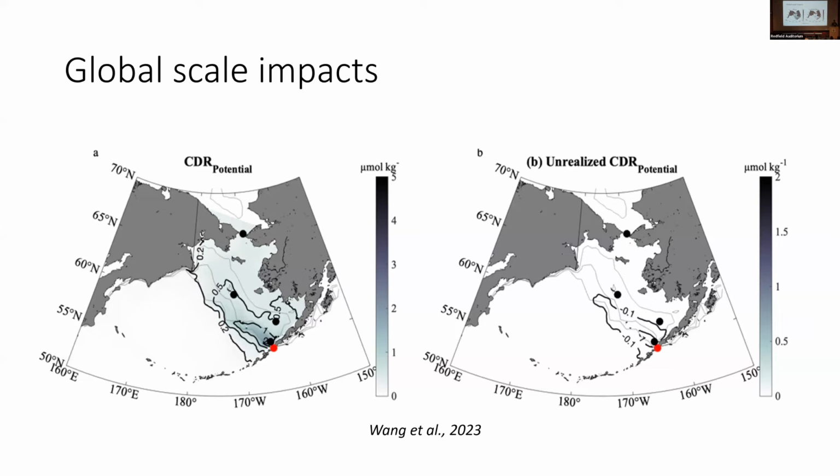Okay, global scale impacts. This was our attempt at trying to do the global scale impacts with this marginal sea model. What we were able to show is that the carbon dioxide removal potential, expressed here in dissolved inorganic carbon units, is mostly realized, as represented by this plume of unrealized carbon dioxide removal potential mostly going away. So most of it is realized within our domain.